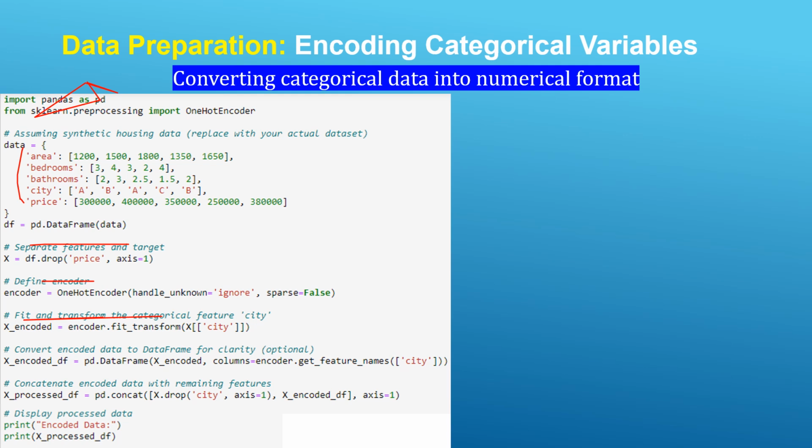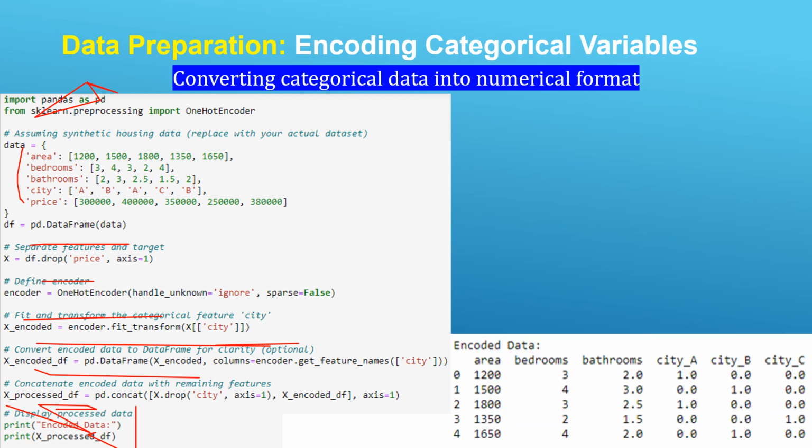Optional, convert to a data frame for inspection and further processing. Use encoder.get_feature_names_out for city to retrieve the column names of the encoded features, and then concatenate the encoded data with the remaining features. Combine the encoded data frame X_encoded_df with the remaining features of X excluding city, using pd.concat. And this is the output, the processed data X_processed, for visualization and verification, and this is the result of encoding categorical variables.